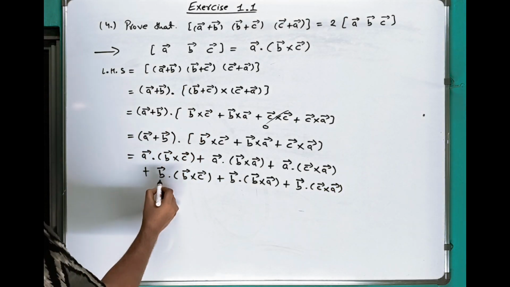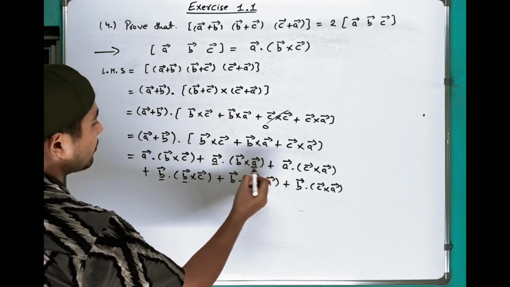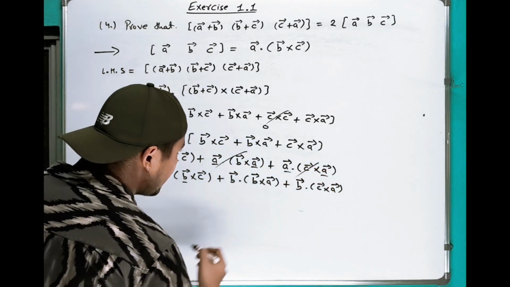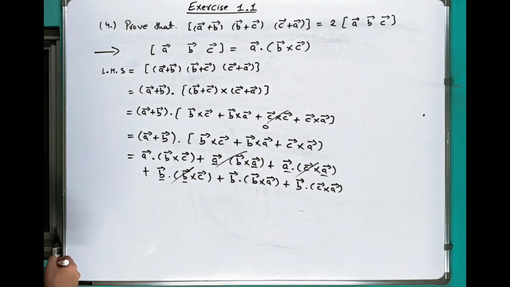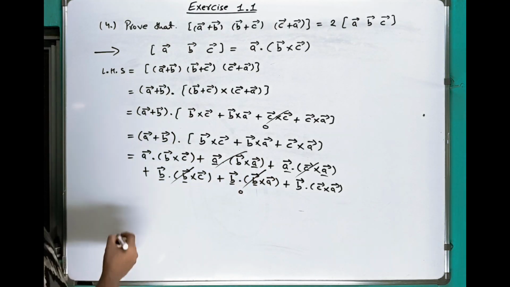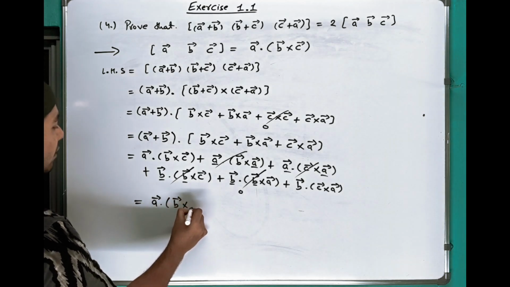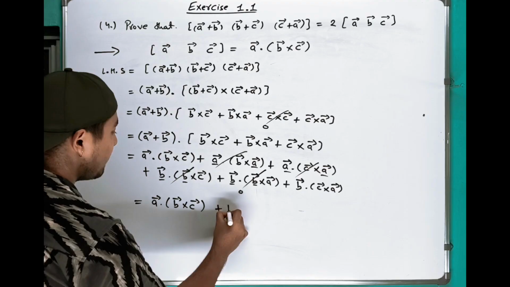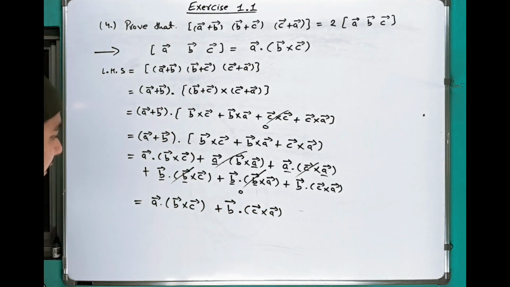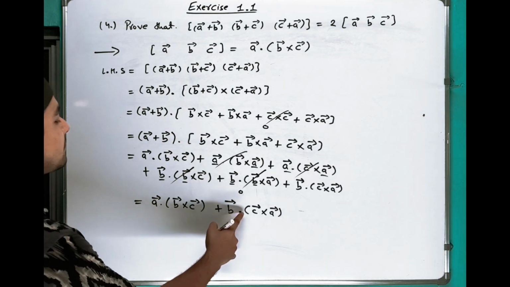As we know, whenever there are two same vectors in a scalar triple product, it will always become 0. So here it will become 0, this term will also become 0, this term again will become 0, and again here b is the same, so it will also become 0. So finally we will be getting a bar dot b bar cross c bar plus b bar dot c bar cross a bar.